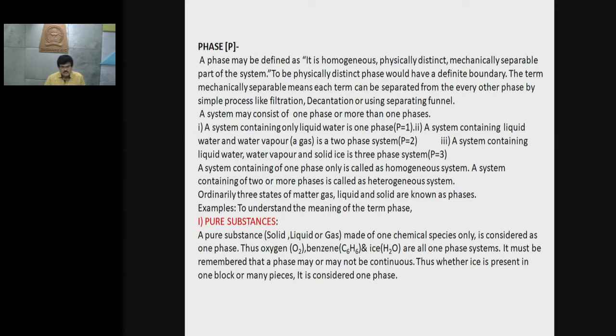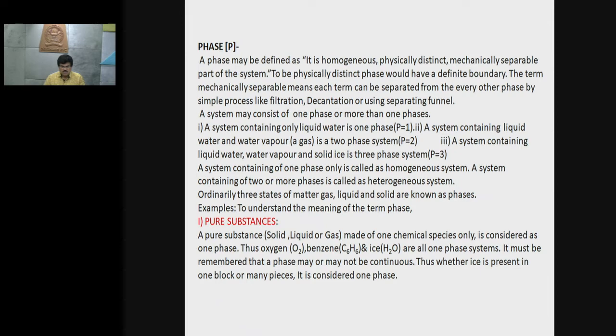Now let me try to discuss with the help of examples. A system may consist of one phase or more than one phase. For an example, a system containing only liquid water has only one phase, that is P = 1. But a system containing liquid water and water vapor has two phases, that is P = 2. Or a system containing liquid water, water vapor and solid ice has P = 3. The number of phases for this system is 3.